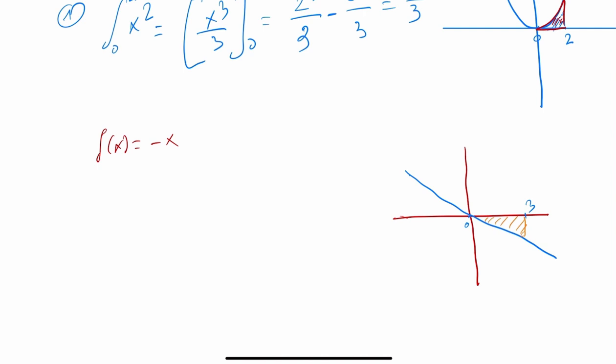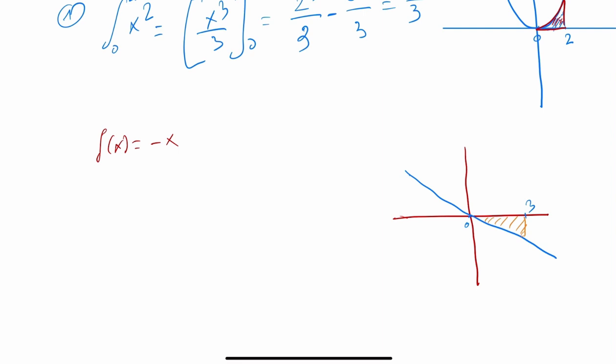Okay, this area, and as you can see, it is below the x-axis. In this case, the area under the curve gives us a negative value because it is below the x-axis. But as you know, area can't be negative. So we take the absolute value of that.